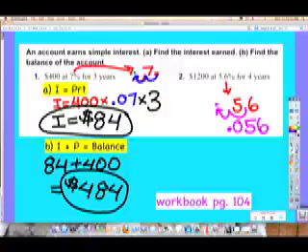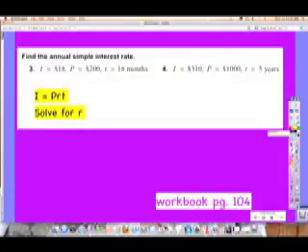Okay, so we're still on page 104, but now, number 3, guys, circle this word. On number 3, our directions changed. What are we looking for on this one? We're looking for the rate. So we're still going to use the same interest formula, I equals PRT, but this time we're going to solve for R.